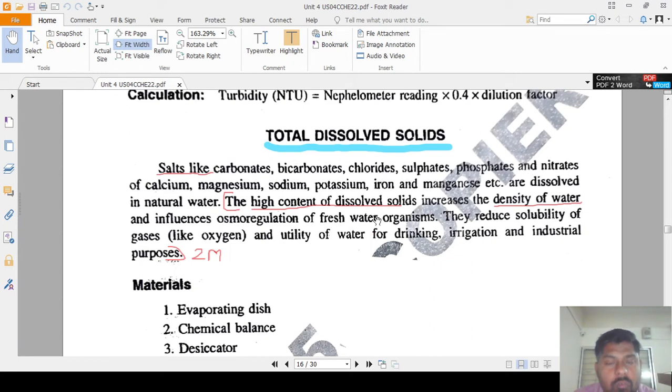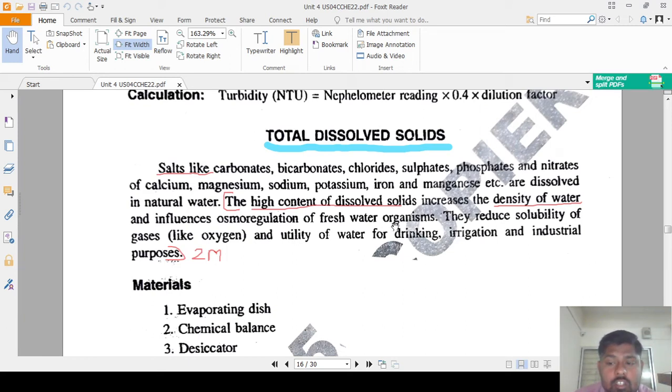So, that is the 2 mark short question. What is the usefulness of TDS in the water? So, here is the answer. The high content of TDS increases the density of water and hence it influences the osmoregulation of the freshwater organism. What is osmoregulation? It is the osmosis process.